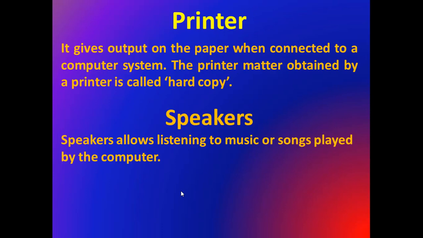Printer. It gives output on the paper when connected to a computer system. The printer matter obtained by a printer is called hard copy. Students, the output which is produced by the printer is known as hard copy output, but the output produced by the monitor, that is known as soft copy.